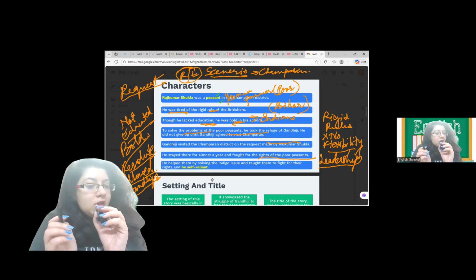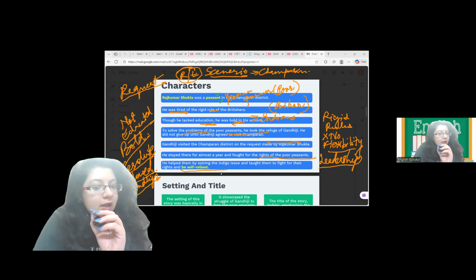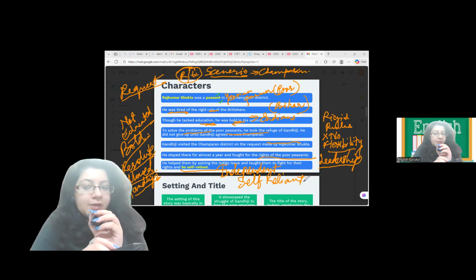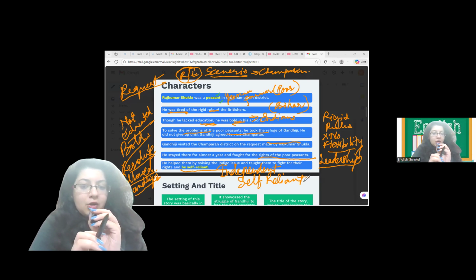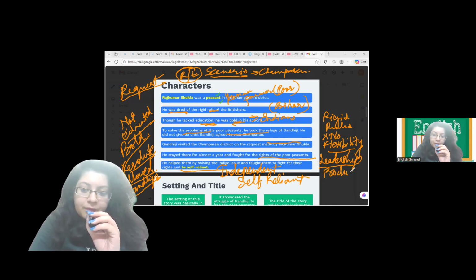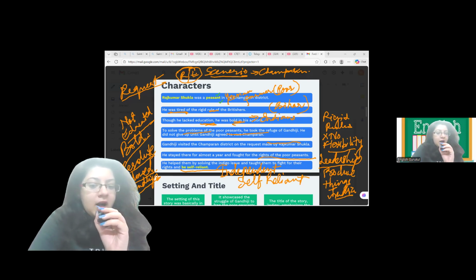He helped them by solving the indigo issue and taught them to fight for their rights by being self-reliant. So again, very important that you have to be independent. You have to be self-reliant. You have to be self-sufficient. You have to produce things at your own home, that means you have to produce things in India only, and you're not supposed to buy any products that belong to any other country.